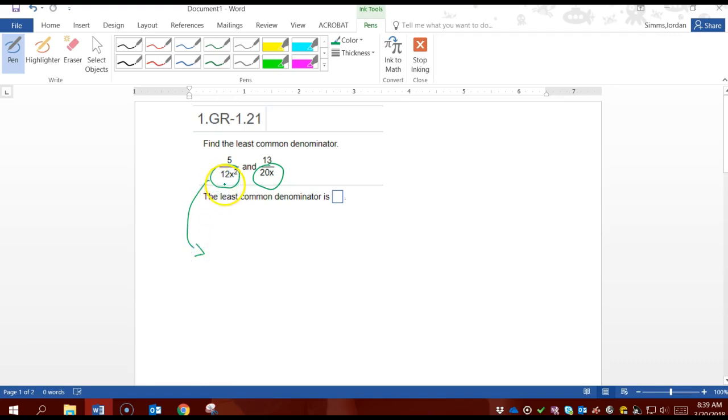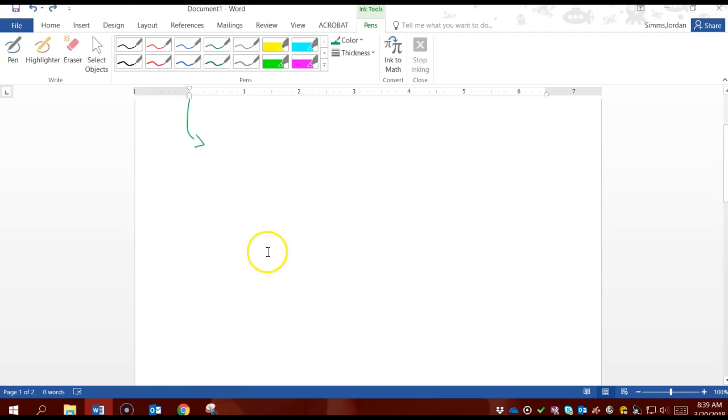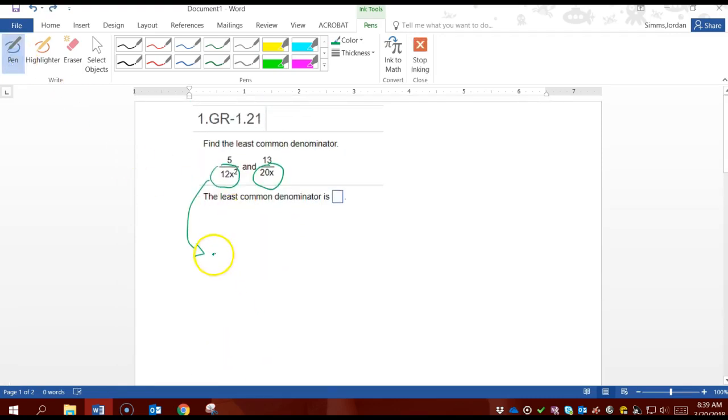So 12, let's factor out 12. That's going to be 3 times 4. Oh, jumped down on me. Sorry about that. It's going to be 3 times 4 times x squared, right? Times x, or x squared. And 4 could break down into 2 times 2. So really I can bring the 3 down. I can bring those x's down. That's all good. There's my first number. And we know all of this multiplies to be 12x squared.